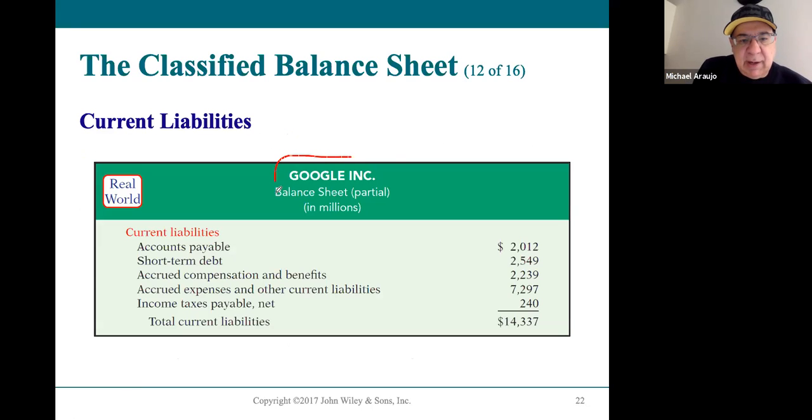Here is the classified balance sheet for Google, but simply just the current liability section. And so it shows all of their current liabilities that are going to be due within the next year, right? And those are some other accounts that you will see. Accrued compensation and benefits is basically the same as salaries and wages payable, but you got benefits in there as well. So you'll learn more detail on these accounts as we go.